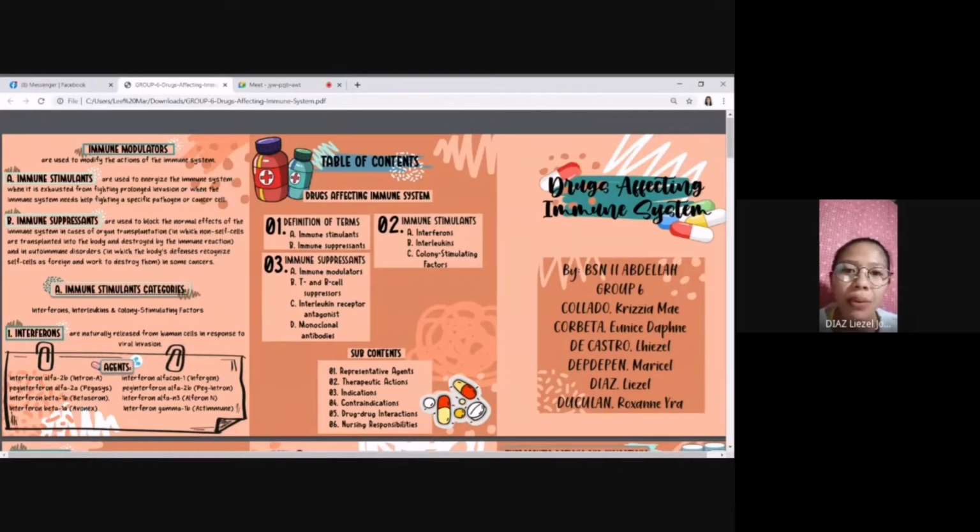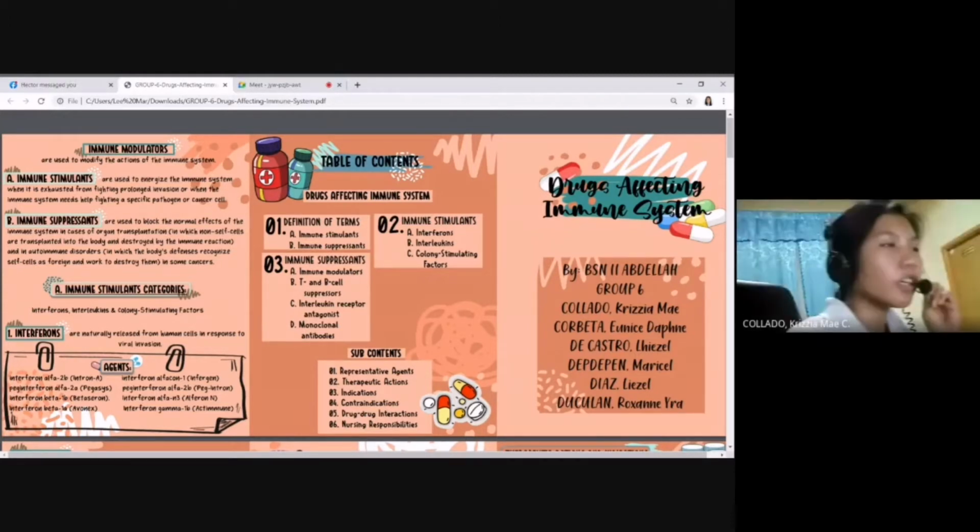Next one, we have our immune suppressants. These are used to block the normal effects of the immune system in case of organ transplantation, in which non-self cells are transplanted into the body and destroyed by the immune reaction, and in autoimmune disorders, in which the body's defenses recognize self cells as foreign and work to destroy them, and in some cancers. So, what are the categories of immune stimulants?